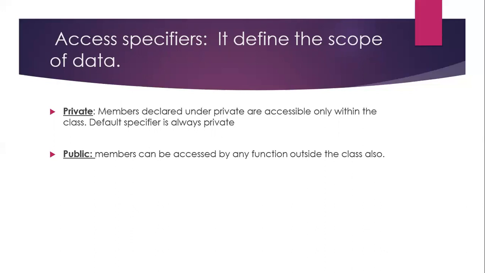Second one is public. Members can be accessed by any function outside the class. There is no restriction as such, unlike the private access specifier. Third one, protected access specifier. This is similar to the private specifier, whereas members can be accessed by using a friend function. If any private data members have to be accessed, then they can be accessed with the help of a friend function.